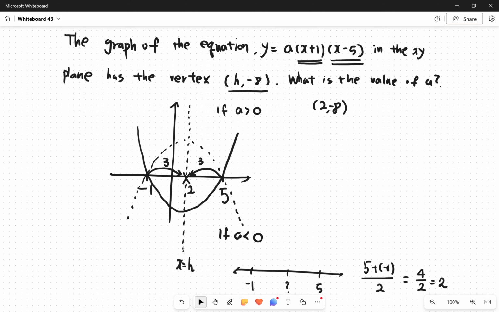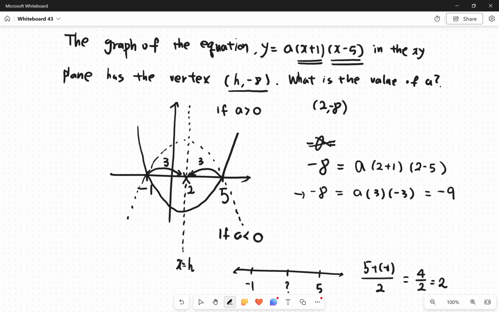Then what we're going to do next is plug it back into the equation. y is equal to negative 8, then a is there. Let me plug in x is equal to 2: (2 plus 1)(2 minus 5). Then we will solve for a. So negative 8 on the left-hand side, and on the right-hand side, a times 3 times negative 3. If you evaluate it, that is negative 9 times a. Therefore, if you divide both sides by negative 9, a is 8 over 9.